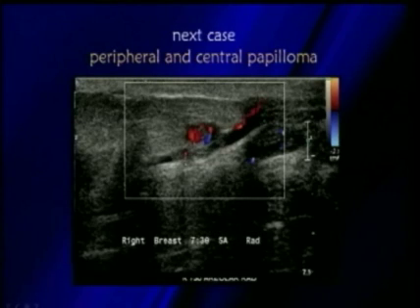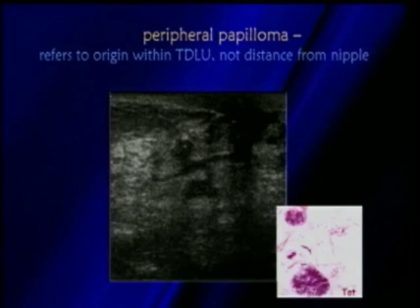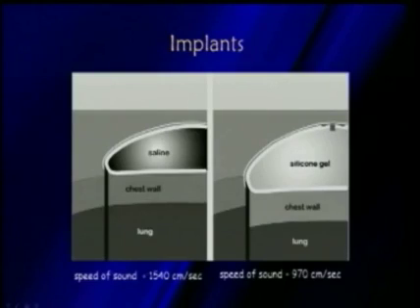With a central papilloma, we have the single vessel right in the center of it. With the peripheral papilloma, look at how much blood flow is present within those. So peripheral papillomas definitely are more worrisome than having one within the central duct itself. This is also just looking at peripheral papillomas, and once again, it refers to the origin within a TDLU, not the distance from the nipple. Here we can see the ductal ectasia, we can see a little bit of the duct coming down, and these are two papillomas that arose in TDLUs, so these are peripheral papillomas.